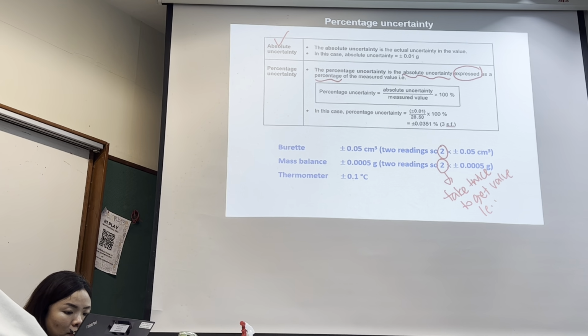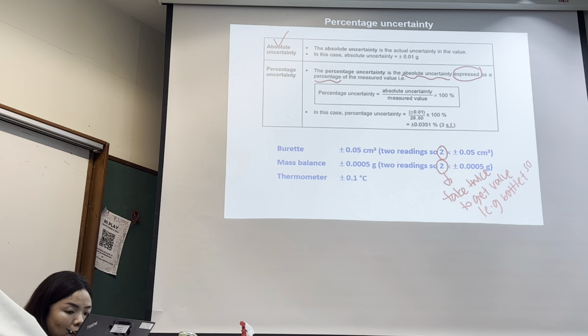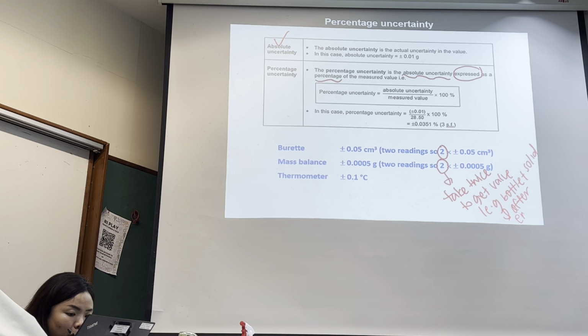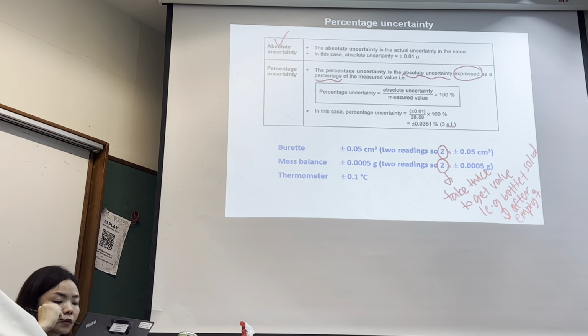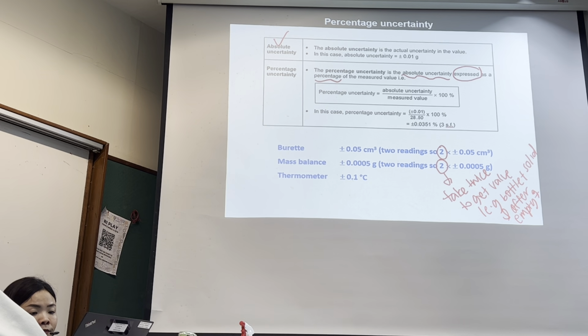Example, you have bottle plus solid, and after emptying. Alright, even if you tare, tare is considered one reading. So you will times 2. Thermometer, on the other hand, we don't read twice. Whatever is the value, we just read it once and we just record.